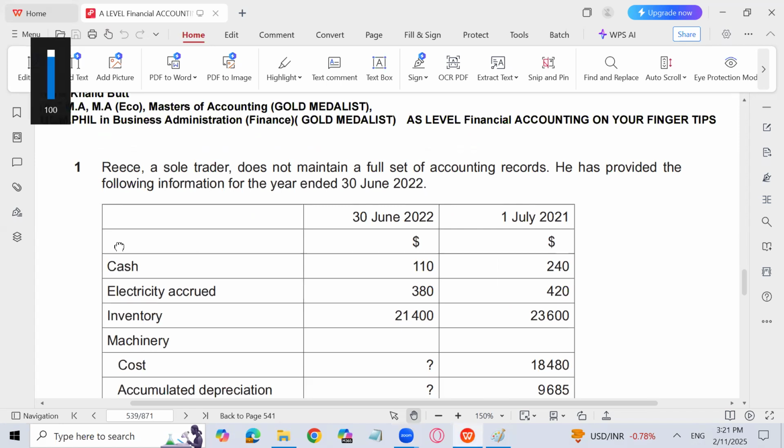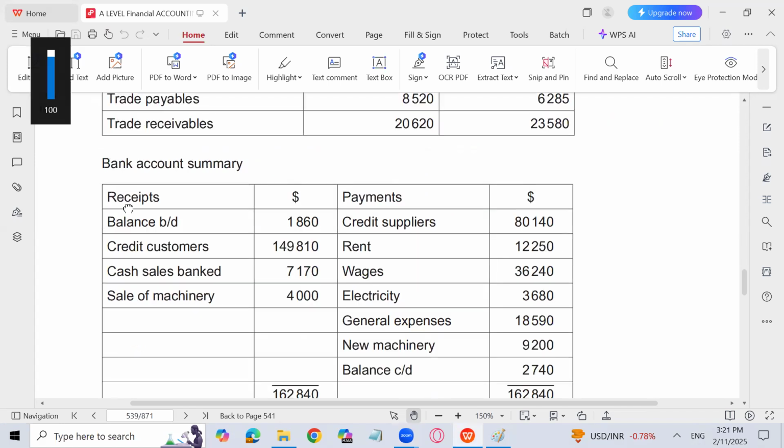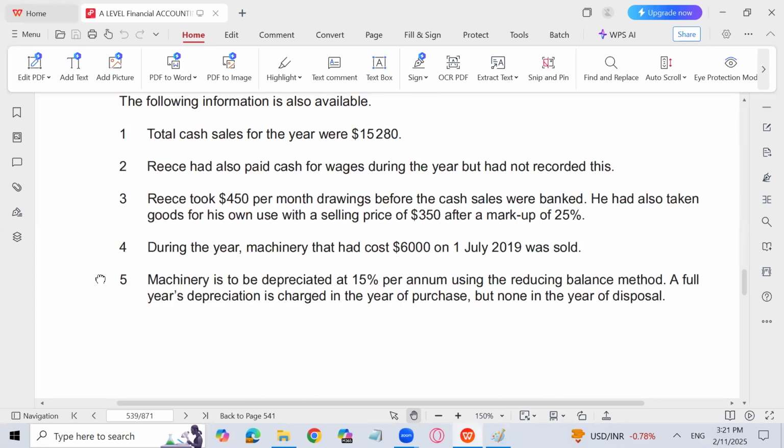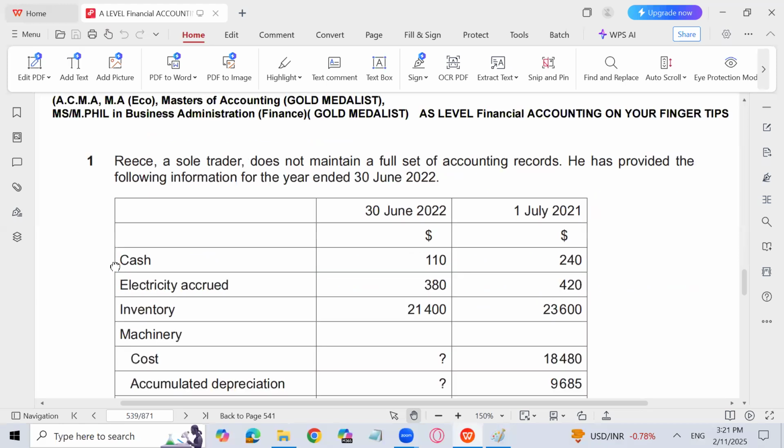So this question has come in which paper? October, November 22, 23. Let's see. Reese, a sole trader, does not maintain a full set of accounting records. He has provided the following information for the year ended 30th June, 30th June to 1st July.